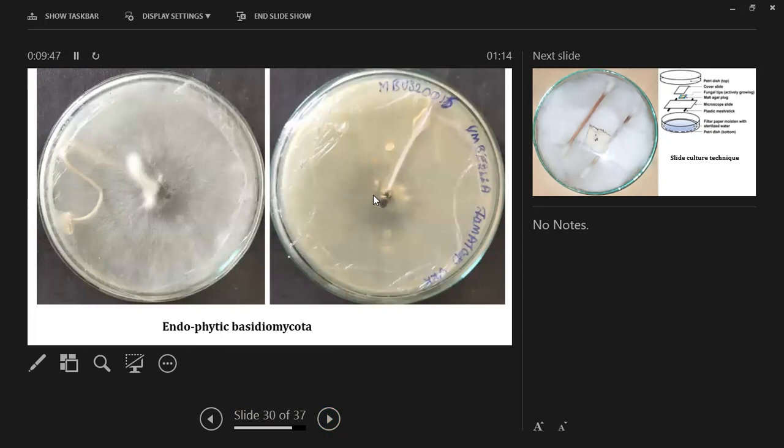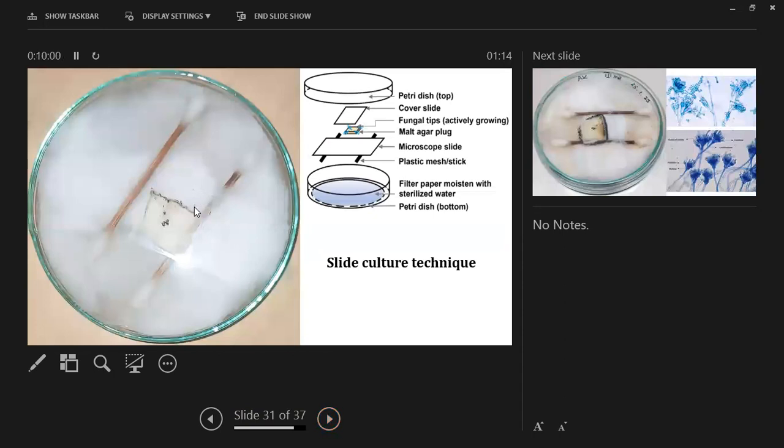Sometimes the imprint plate is very clean after ethanol or hypochlorite treatment of the leaf, but I have seen a mushroom coming out of the plant leaf. Finally, in many cases for endophytes, you cannot see a proper sporulating structure, for which you have to go for a slide culture technique.